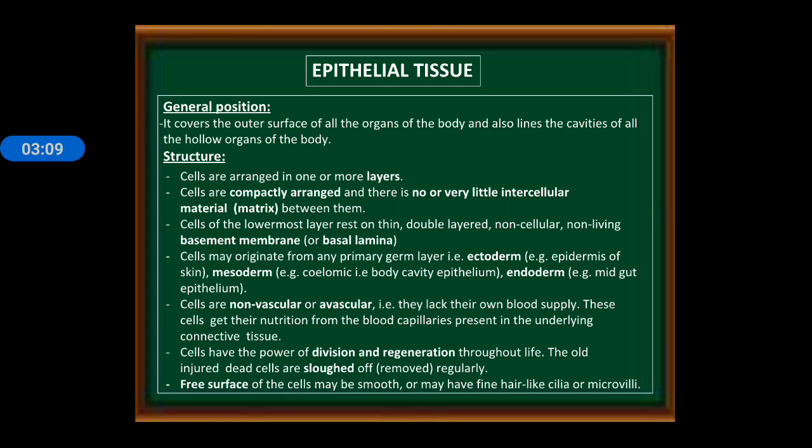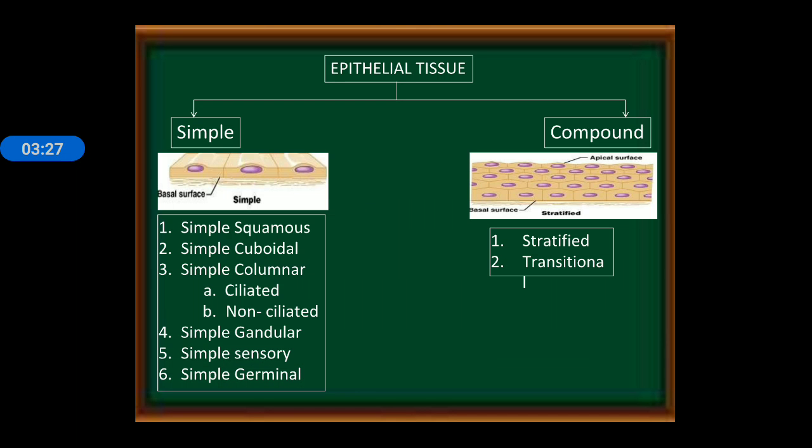The cells are non-vascular, meaning epithelial tissue does not have its own blood supply, and these cells get their nourishment from blood capillaries underlying in the connective tissues. Next, epithelial tissue is of two types, simple and compound. Simple epithelial tissues are further categorized into six categories: simple squamous, simple cuboidal, simple columnar, simple glandular, sensory cells, and germinal cells. And compound tissues are of two types, stratified and transitional.